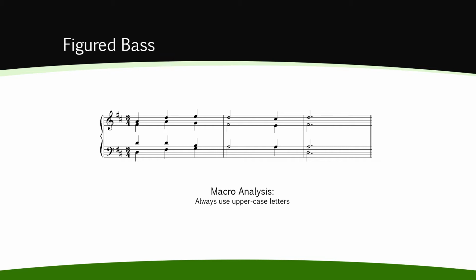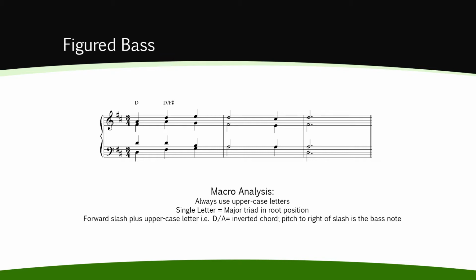For our macro analysis, we would write this as an uppercase D to represent the root of the chord. The second chord is also a D major triad, but in first inversion. We still write an uppercase D, but show the inversion by adding a forward slash and the pitch that is in the bass, in this case, F sharp.